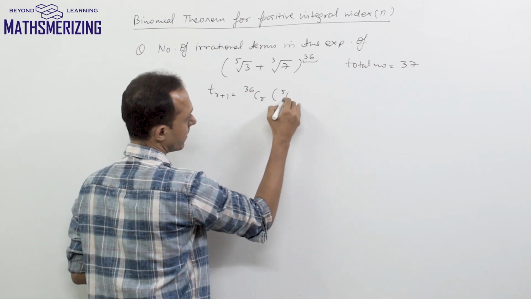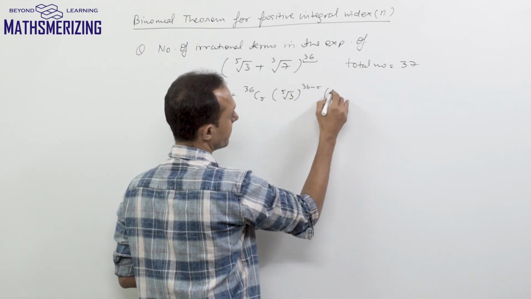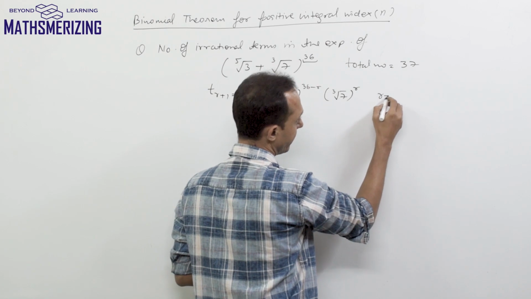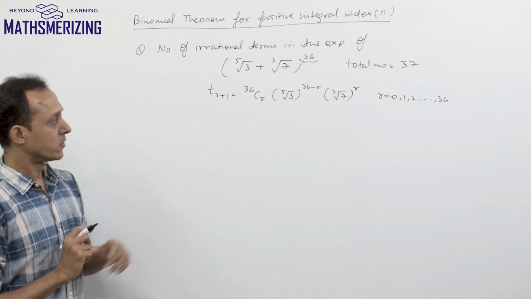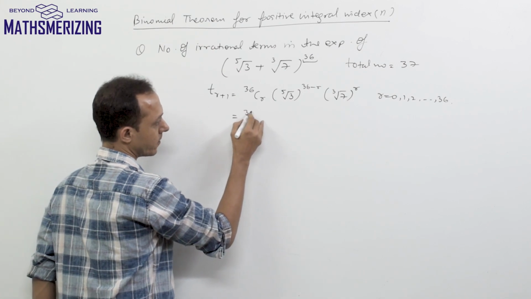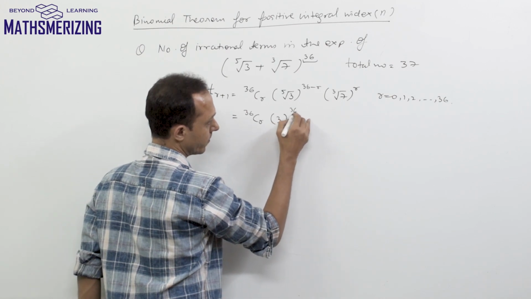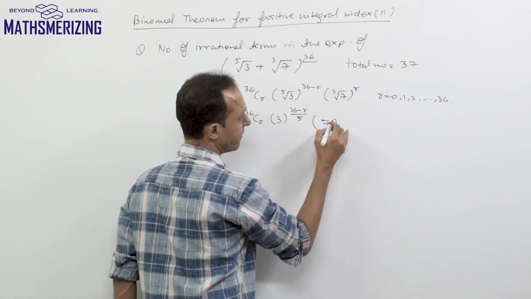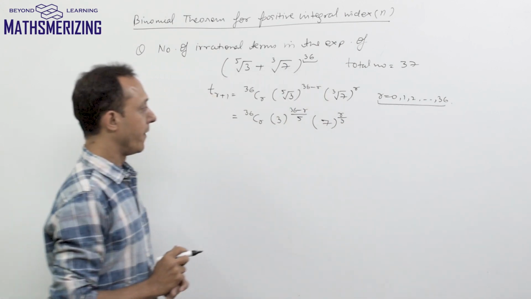So its general term will be 36Cr, fifth root of 3 to the power 36 minus r, and cube root of 7 to the power r, where the value of r varies from 0 to 36. So I will take altogether 37 values. So I'll simplify it a bit and write it as 36Cr, 3 to the power (36 minus r) upon 5, 7 to the power r by 3. Now again the value of r should lie between 0 and 36.